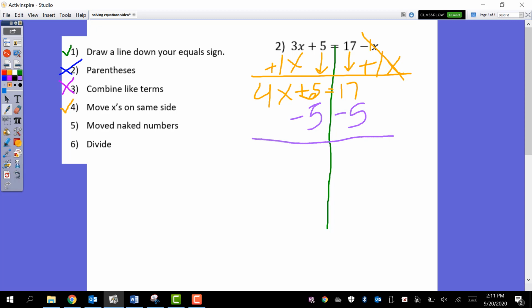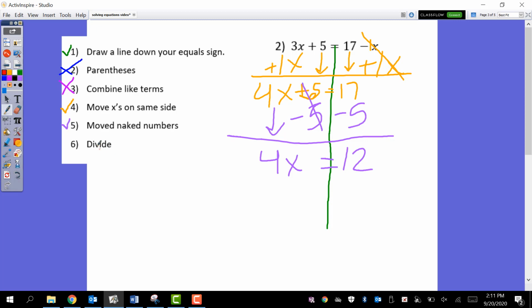-5. Draw the line. +5 -5, that's 0, so that cancels out. 4x comes down. That's still here. I haven't changed that yet. 17 minus 5, if you type that in Desmos, that's 12. So check, that was moving the naked numbers.